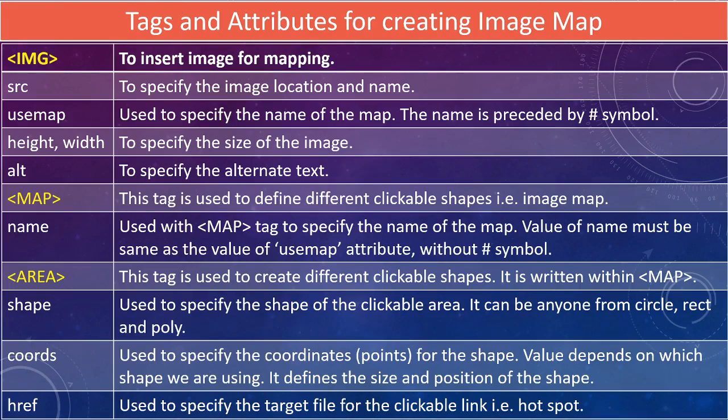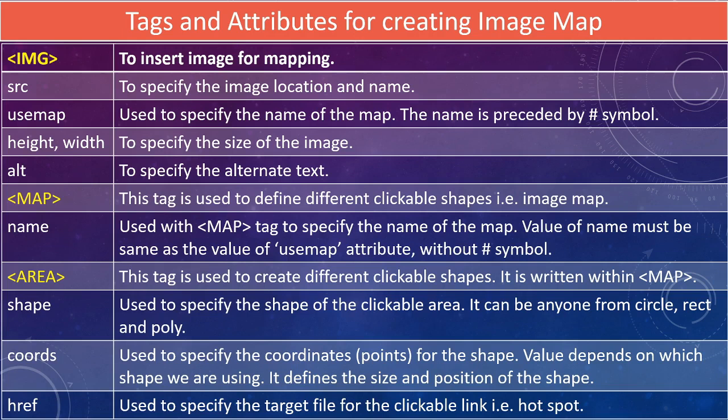These are the different tags and attributes which are used to create image mapping. First one is the img tag. You know it very well. To insert an image, src is the most important attribute of the img tag, which specifies the location and name of the image. usemap is a new attribute. It is used to specify the name of the map which defines different locations of the image, separate locations which will take us to different web pages.